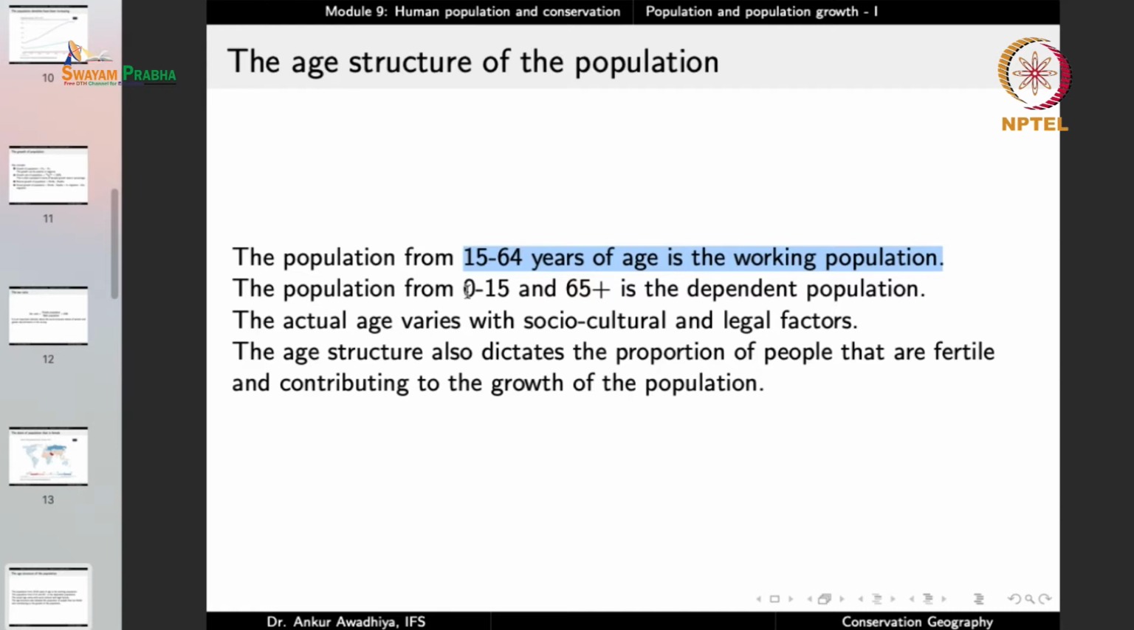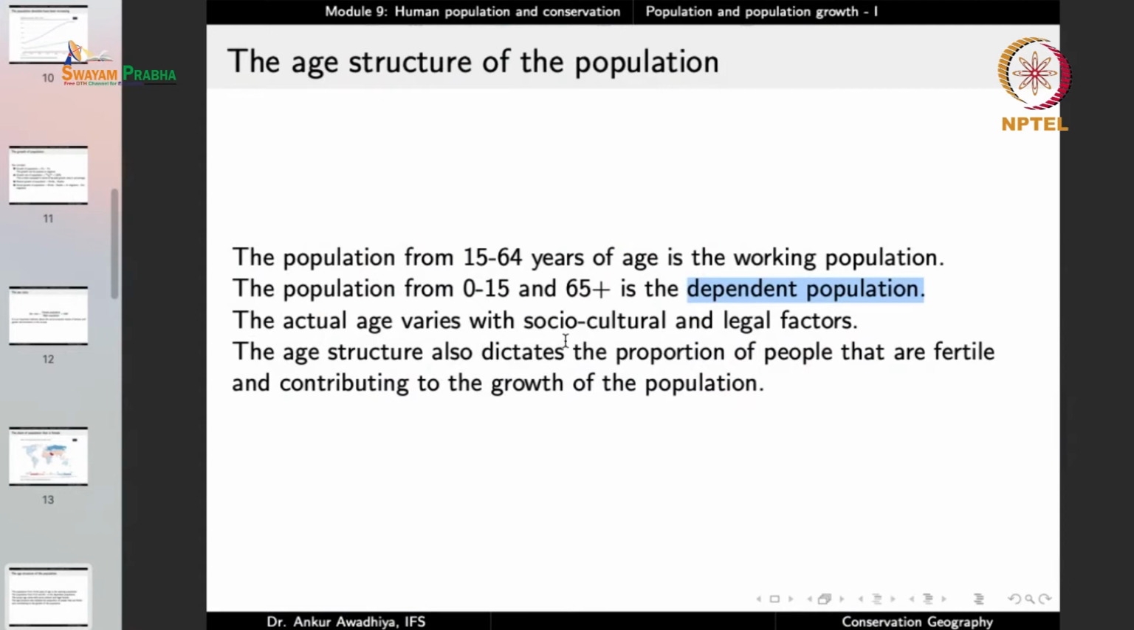The population from 0 to 15 comprises children, and the population that is 65 plus comprises old people, and this is the dependent population. So these fractions of the population are dependent on the working population. The working population will work, it will bring home money, it will bring home food, and it will serve not only itself but also the children in the family and the old people in the family.